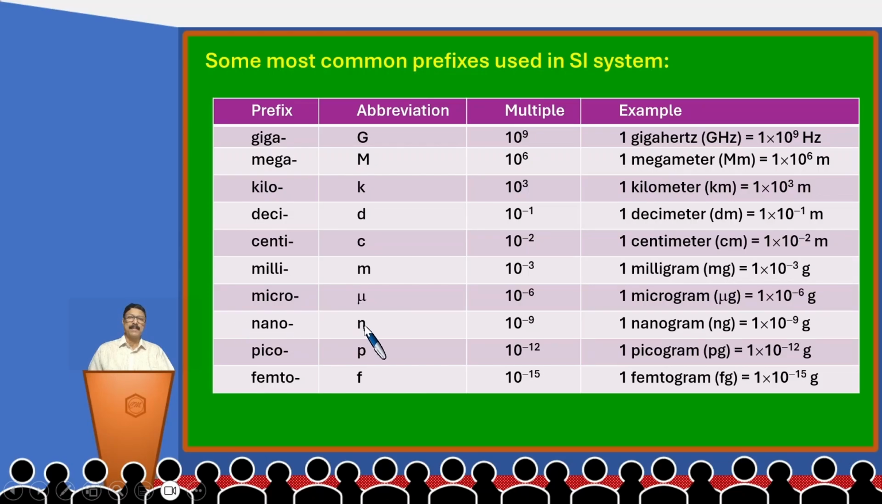Nano, abbreviation is lowercase letter n, 10^-9. 1 nanogram is 1 × 10^-9 gram. Pico, lowercase letter p, the multiple is 10^-12. 1 picogram is 1 × 10^-12 gram. Then comes femto, abbreviation is lowercase f, 10^-15. 1 femtogram is 1 × 10^-15 gram.